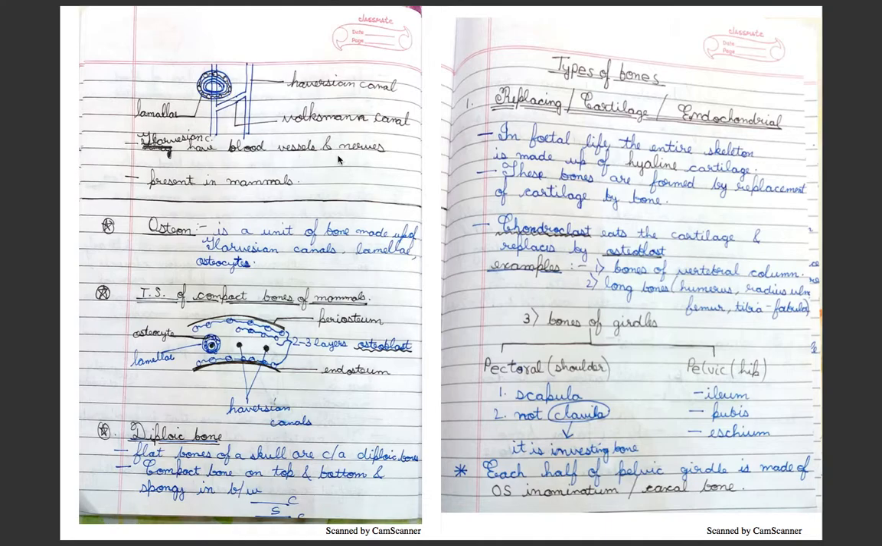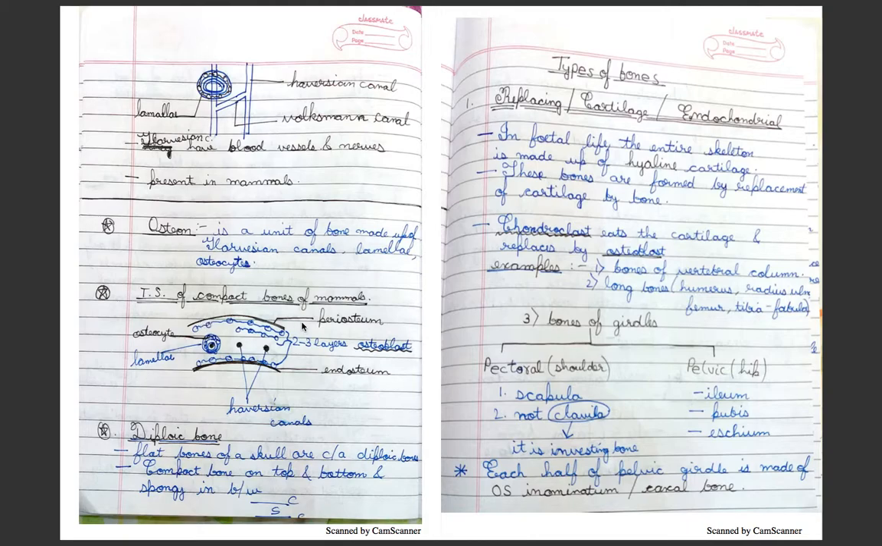Haversian canals have blood vessels and nerves going through them, and are present only in mammals. Only in mammals this structure is present. Osteon is a unit of bone made up of Haversian canals, lamellae, and osteocytes. Transverse section of compact bone of mammals is like this.